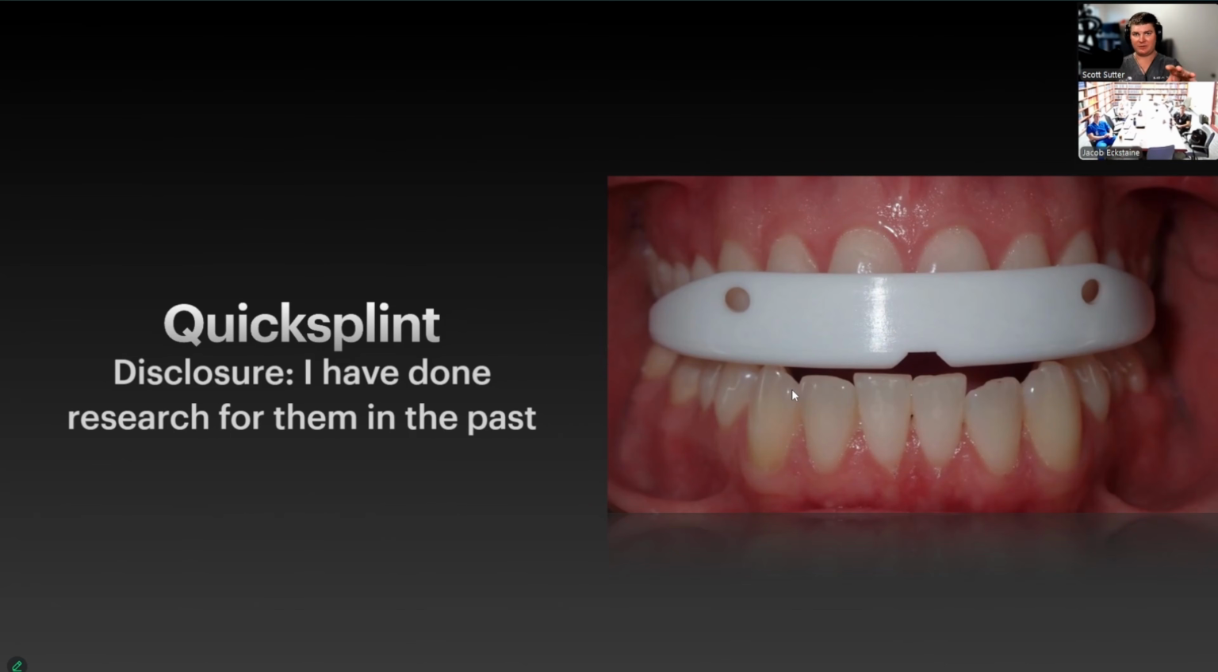For quick splints, they are a wonderful, wonderful tool. I have done some research for them in the past, just in full disclosure. They did give me some free things, but it's been 8 years since that happened. I still make them all the time. They're really amazing devices. How they work is that little piece of plastic that you see right there. You test fit it inside the mouth. You put blue mousse inside the quick splint, pop it in there. It takes 10, 15 seconds to set up. You take a 15 blade, trim it back, and they're good to go.